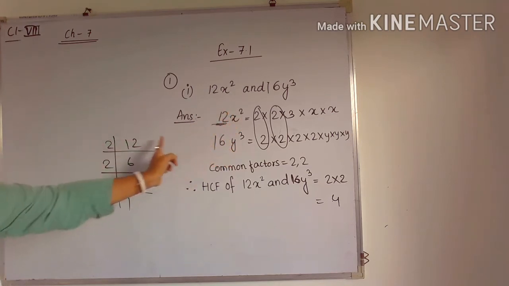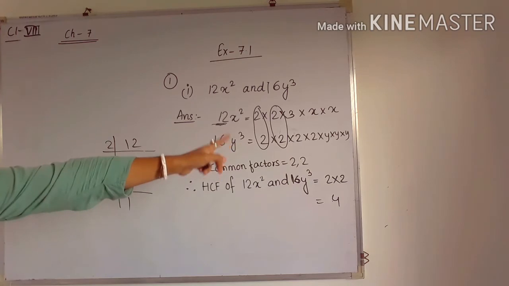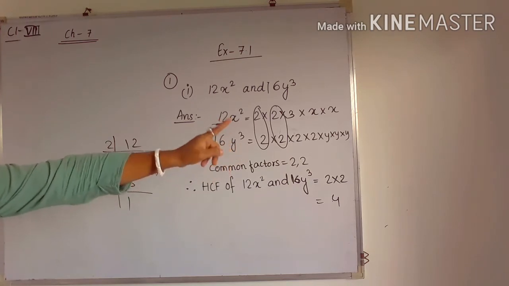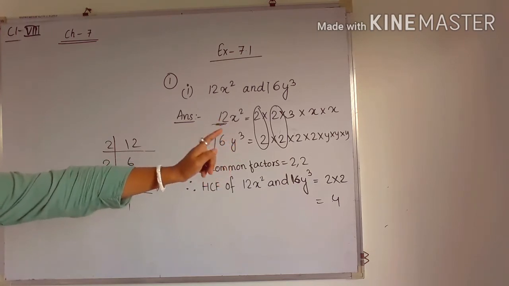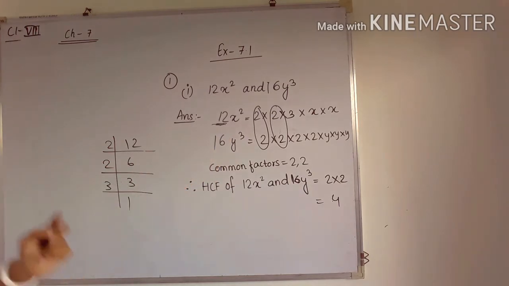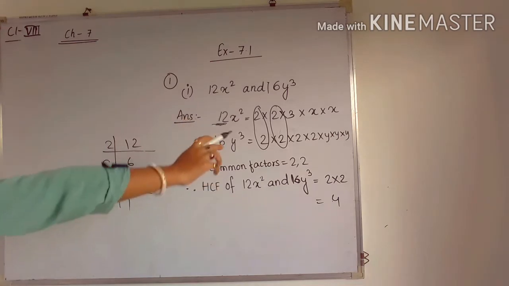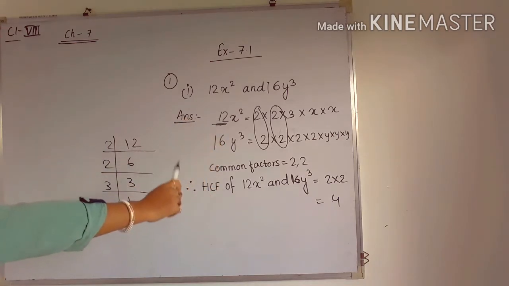Similarly 16 you can do like this: 2 into 2 into 2 into 2. And y cube can be factored as y into y into y. So see what the common factors are here. There are only two common factors, that is 2 and 2. So you write the common factors as 2 comma 2.